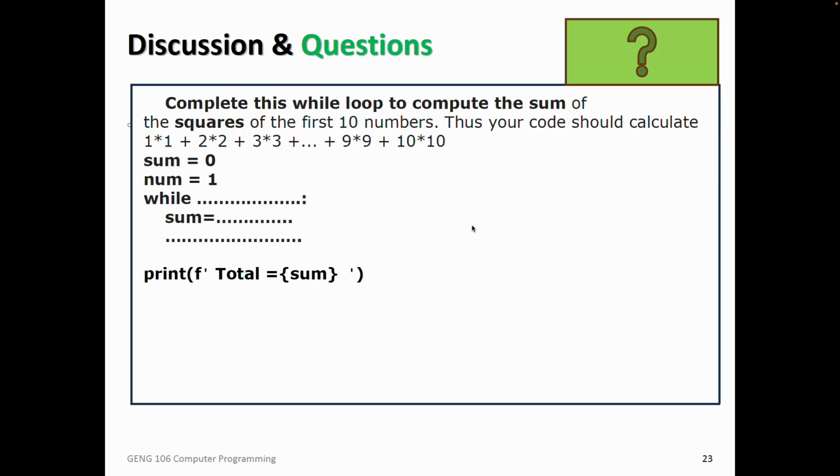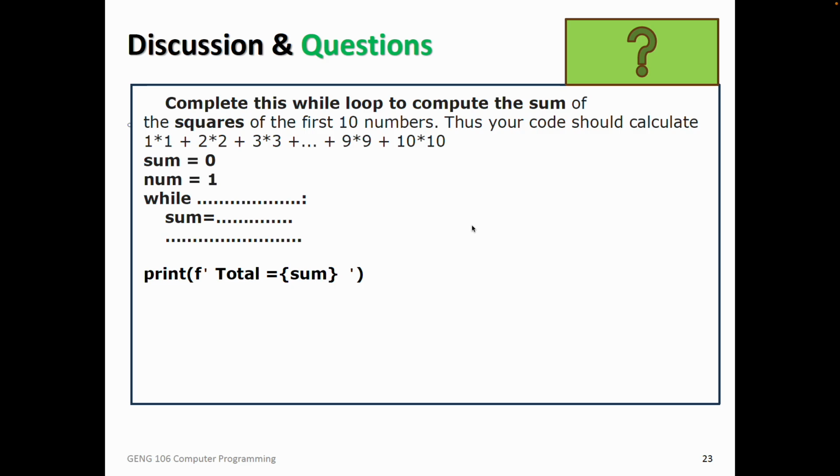All right. Now this is like a quiz or midterm style question. So I would like you to answer this. Okay. Now let's look at the question. Complete this while loop to compute the sum of the squares of the first 10 numbers. So now instead of calculating 1 plus 2 plus 3, we'll calculate their squares. So 1 plus 4 plus 9 plus 16 and so on. Okay. So we need to write code for it.